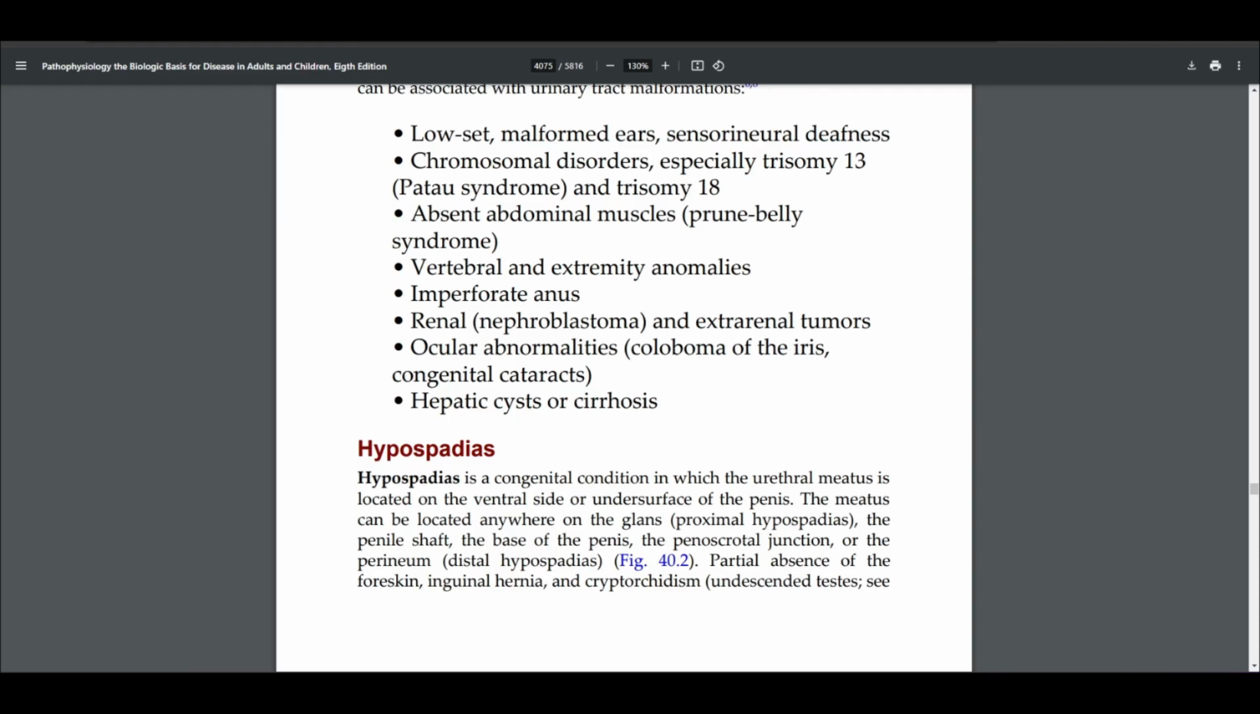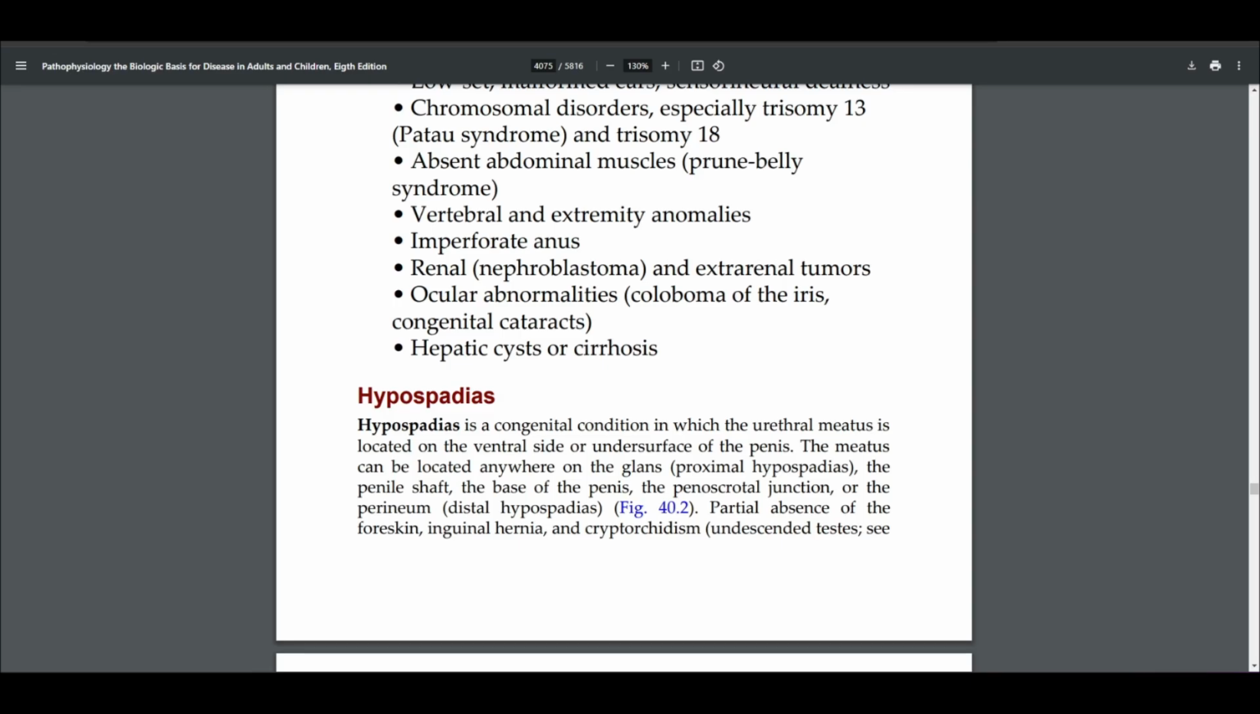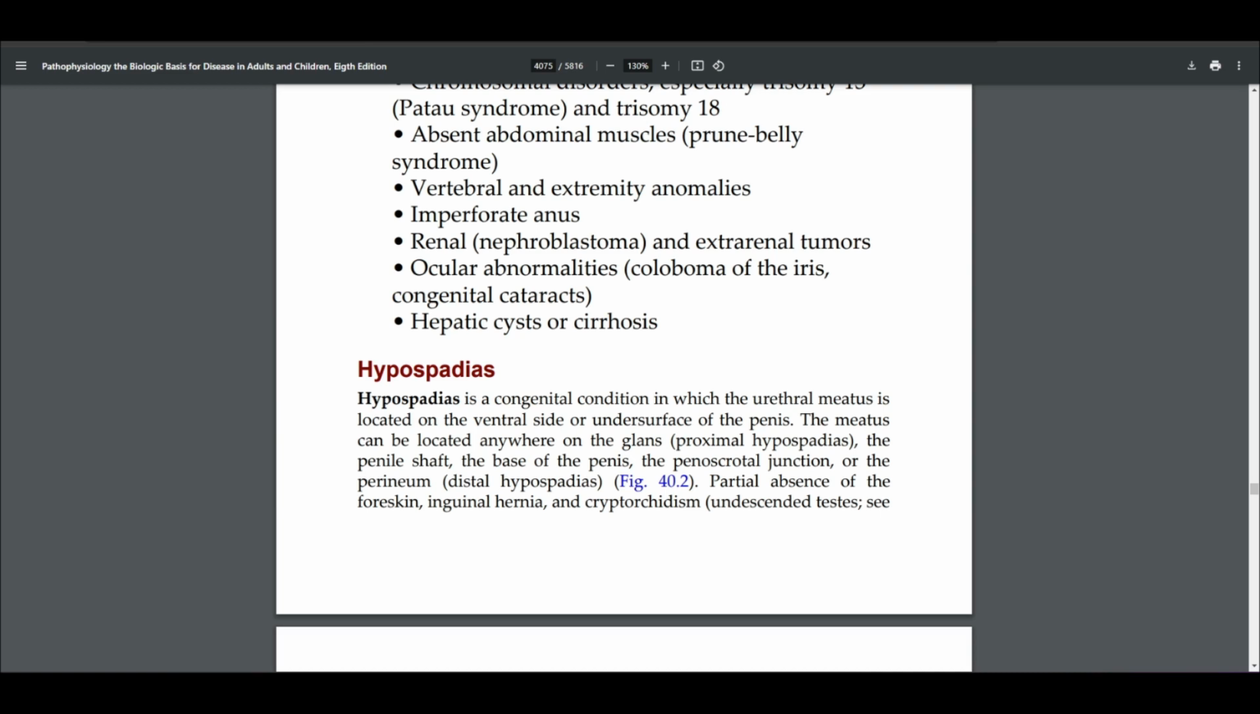Hypospadias. Hypospadias is a congenital condition in which the urethral meatus is located on the ventral side, or the undersurface, of the penis. The meatus can be located anywhere on the glans, the penile shaft, the base of the penis, the penoscrotal junction, or the perineum, as in proximal and distal hypospadias.